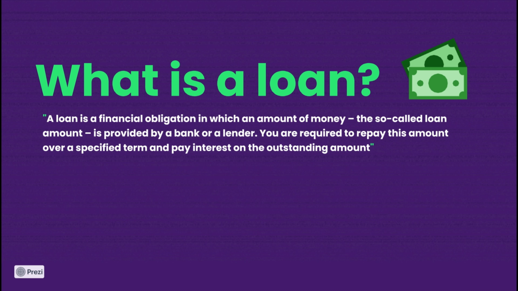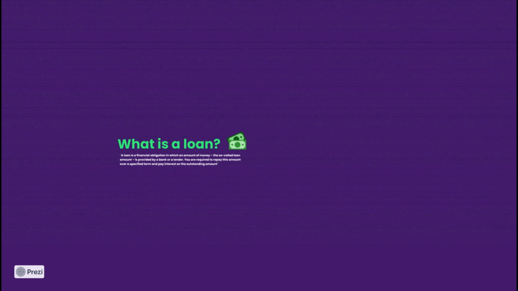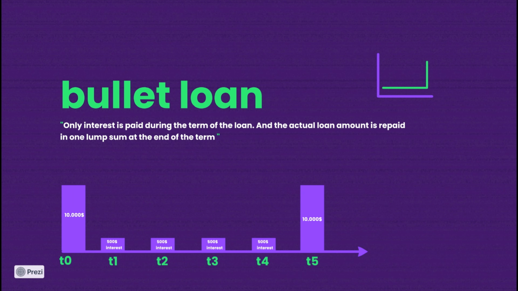A loan is a financial obligation in which an amount of money, the so-called loan amount, is provided by a bank or a lender. You are required to repay this amount over a specified term and pay interest on the outstanding amount. Depending on the type of loan, you may pay only the interest, only the principal, or both in a particular structure. The right type of loan depends on your financial goals, budget, and the type of investment you intend to finance.